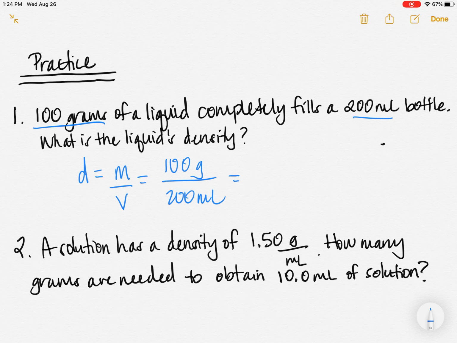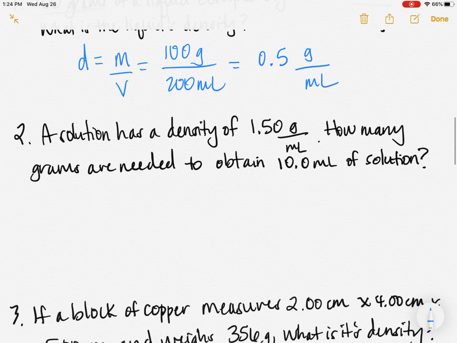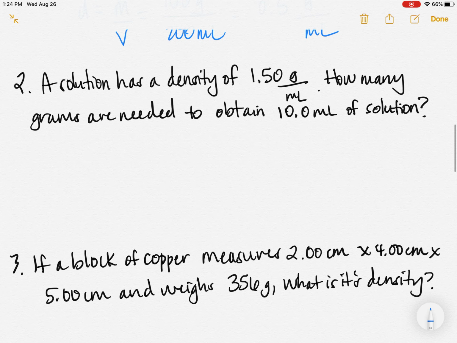And I hope we don't need a calculator for this because 100 divided by 200 is a half. And my unit would be grams per milliliter. Let's talk about sig figs for just a minute. We're dividing, so we're looking at smallest number of sig figs. The number 100 has one sig fig, and so does the number 200. So 1 sig fig should be in my answer, and 0.5 matches that perfectly.